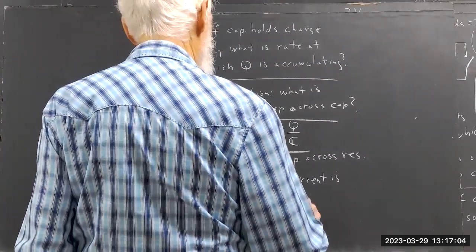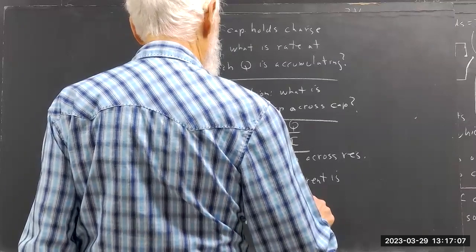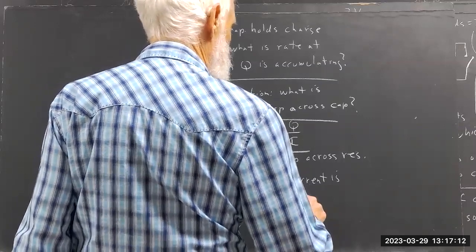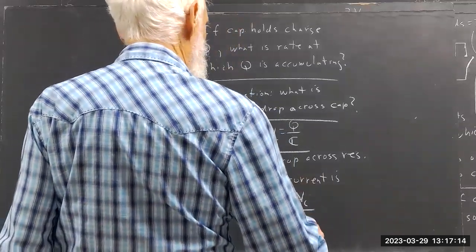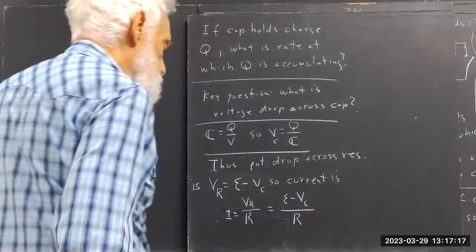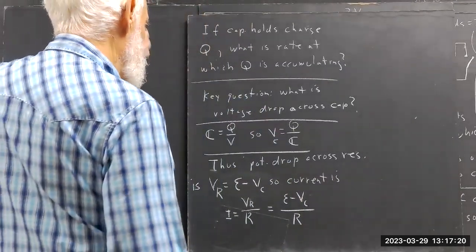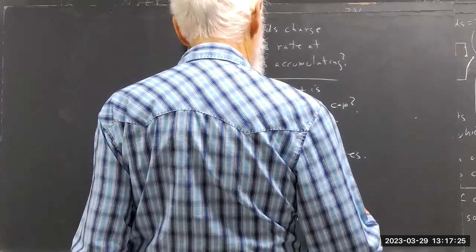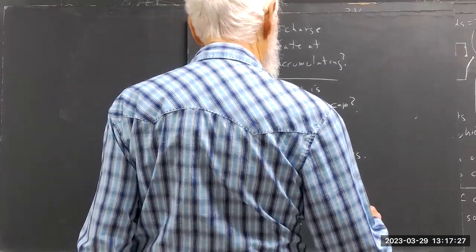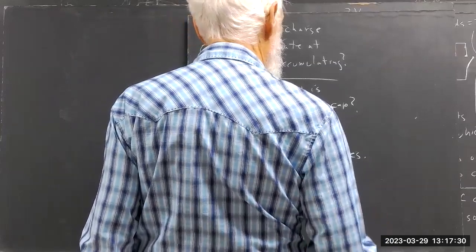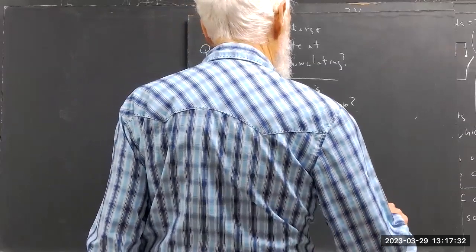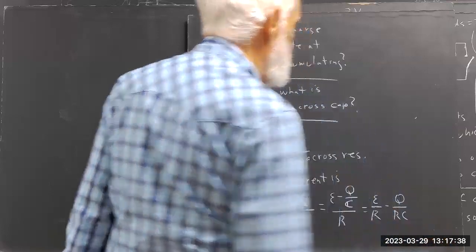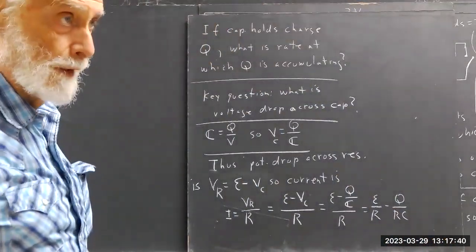The current is the source potential minus the potential across the capacitor, divided by the resistor, which of course equals this. Okay.